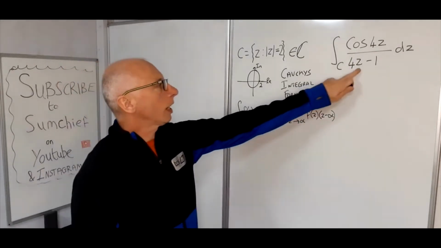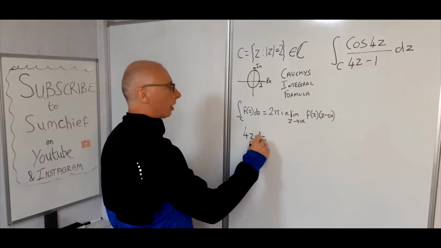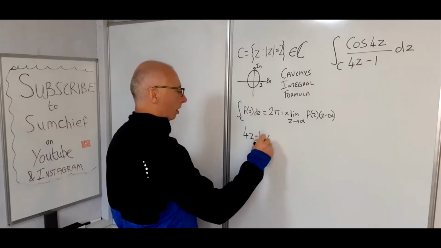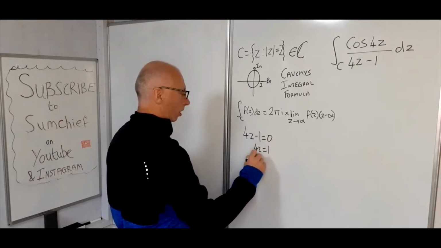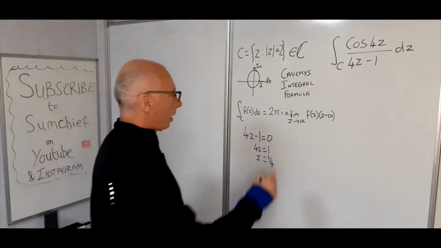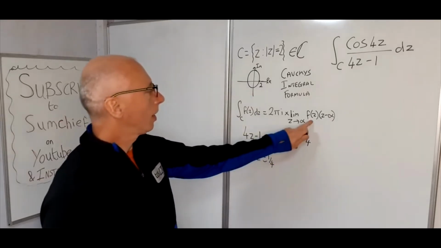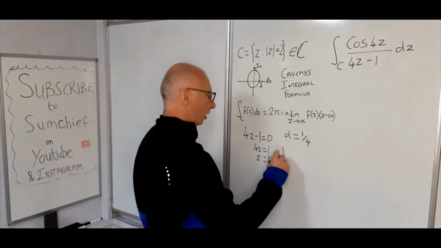Okay, let's find the singularity of this. So 4z minus 1 equals 0, 4z equals 1, z equals 1 over 4. So therefore we can let alpha equal a quarter, and f of z is just going to be this function here.